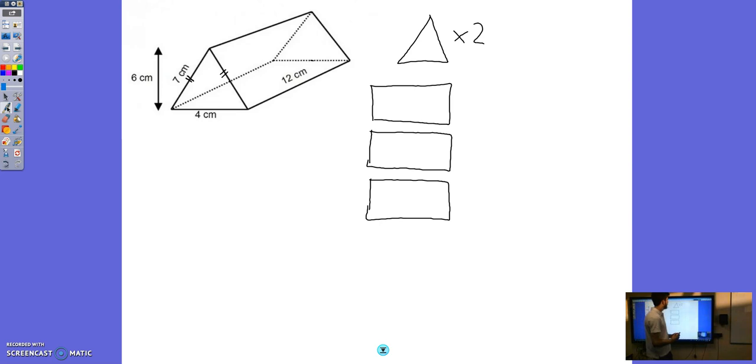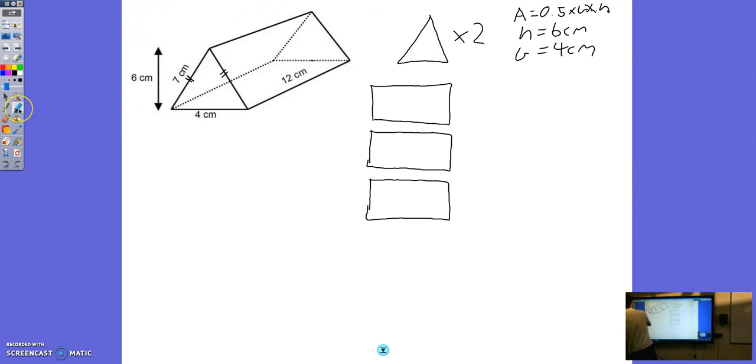Now, as with composite area, we need to know if we have the dimensions required to solve the area of these 5 shapes. So, for a triangle, the area is 0.5 times base times height. Now, we can see from the diagram that the height of the triangle is 6 centimeters. So h equals 6 centimeters. The base of the triangle is 4 centimeters. So base equals 4 centimeters.